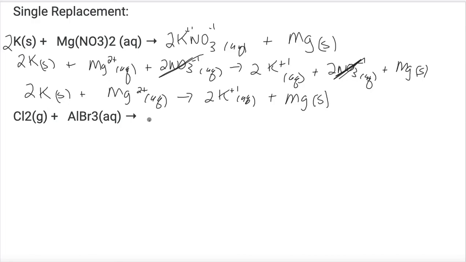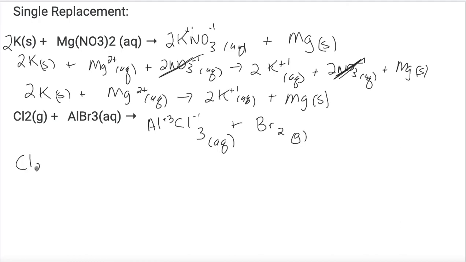So basically what's going to happen is the aluminum, which is +3, will go with the chloride, which is -1, and make AlCl3. And then the bromine will go by itself, but it's always Br2. So AlCl3 chloride is aq, and Br2 is going to be a gas when it's by itself. Now we can rewrite this in a net ionic form.